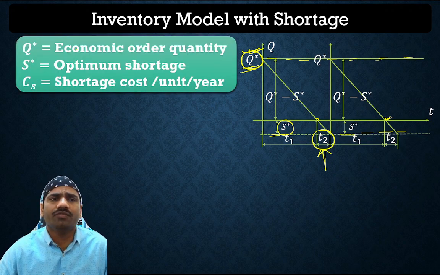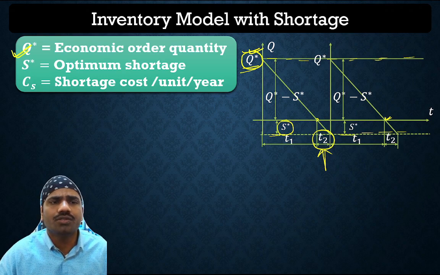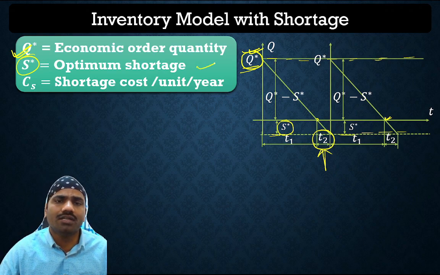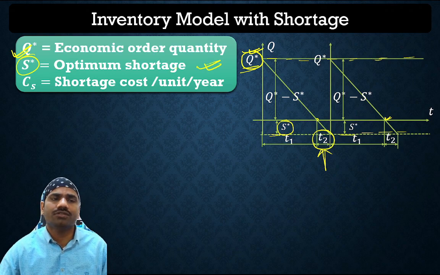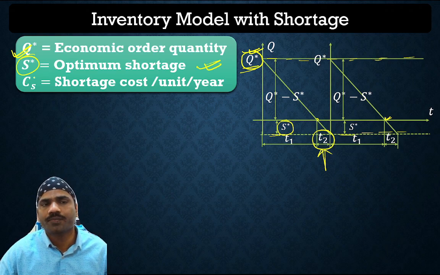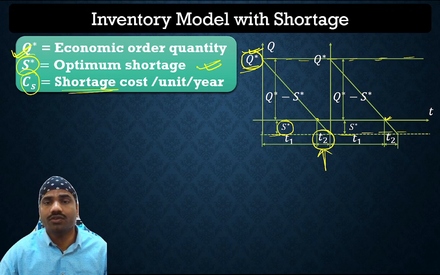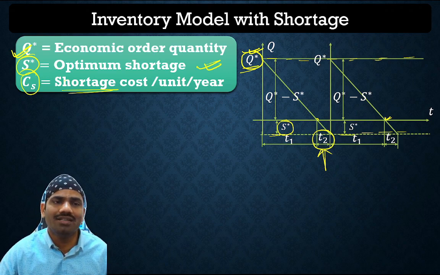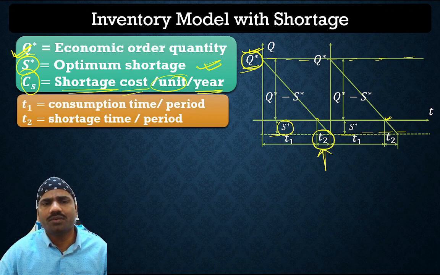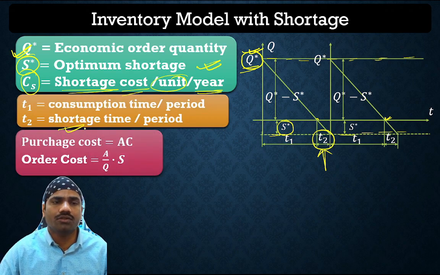So here we have some variables. We have used Q star, and that Q star is the economic order quantity, EOQ, and S star is the optimum shortage. So there is a shortage, so what we will target is to reduce the shortage and try to minimize it, and that quantity will be the optimum shortage. We also have a shortage cost, CS, because if you have a shortage, that will give you some penalty, and that penalty is the shortage cost, CS, per unit per year. We have two times, one is the consumption time, and the second is the shortage time.